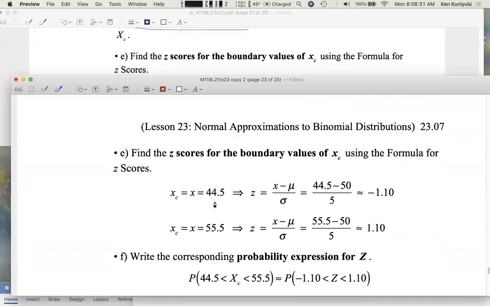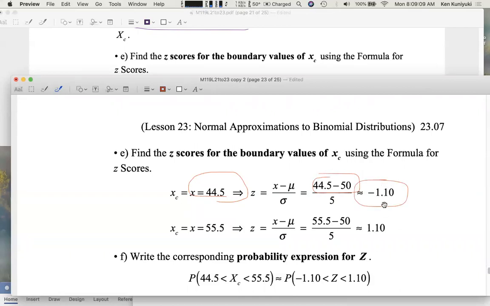Well, for 44.5, the z-score is x, which is 44.5, minus the mean, which is 50 heads, remember, all divided by sigma, which is 5 heads. Remember, it's basically heads divided by heads, right? Heads minus heads is heads. Heads divided by heads, no unit. Z-scores have no units. So z equals, all in heads, 44.5 minus 50, the mean, all divided by the standard dev, 5. Don't forget to process the numerator before dividing. The result is negative 1.10.